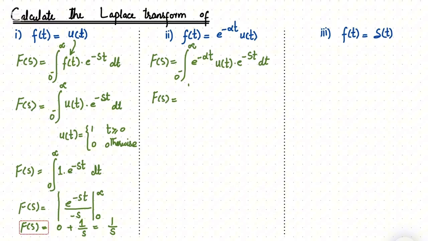F of s would be equal to, because we already know the value of the unit step function is 1 from 0 to infinity, and for other values u of t would be 0, and when u of t is 0 the product of all the functions would be 0. Therefore we are changing the limit from 0 minus to 0. Effectively 0 minus and 0 are the same anyway. So e raised to power minus st into e raised to power minus alpha t. We can take minus t common, e raised to power minus t into alpha plus s, into dt.